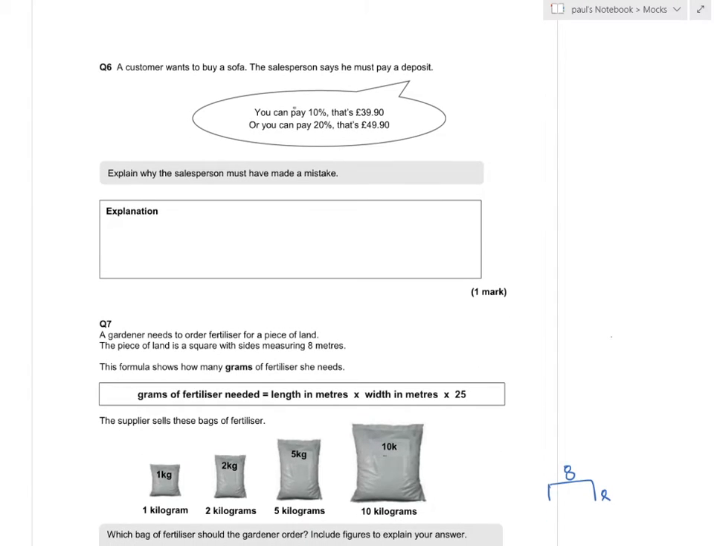Right, customer wants to buy a sofa. The salesperson said he must pay a deposit. You can pay 10%, that's £39.90, or you can pay 20%, that's £49.90. Explain why the salesman's made a mistake.